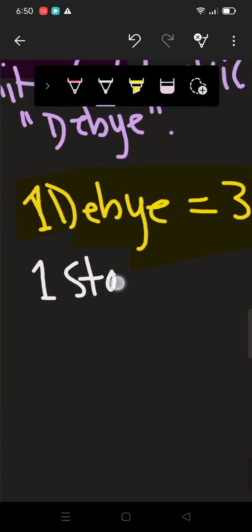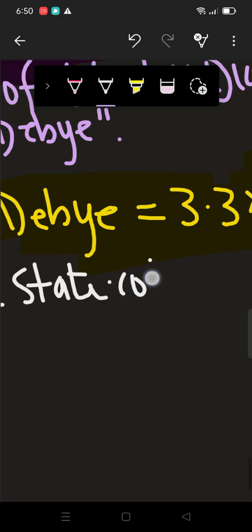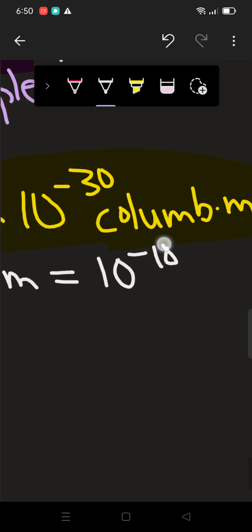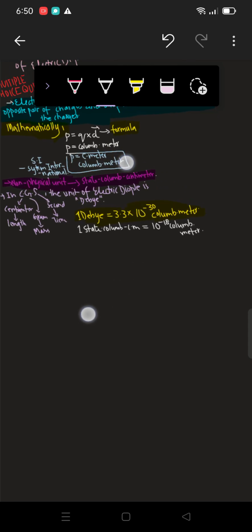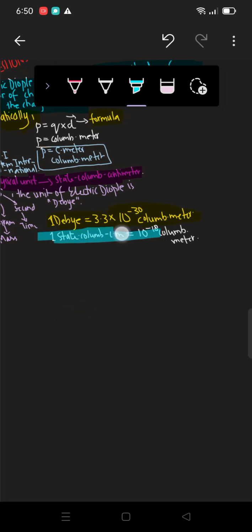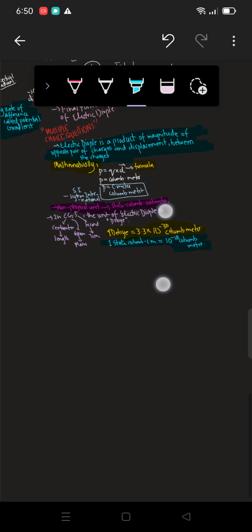Then you can be asked, 1 statcoulomb centimeter is equal to how many coulomb meter? That is 10 power minus 18 coulomb meter. Let me write this again. Let me highlight this. Okay, so 1 statcoulomb centimeter is equal to 10 power minus 18 coulomb meter.